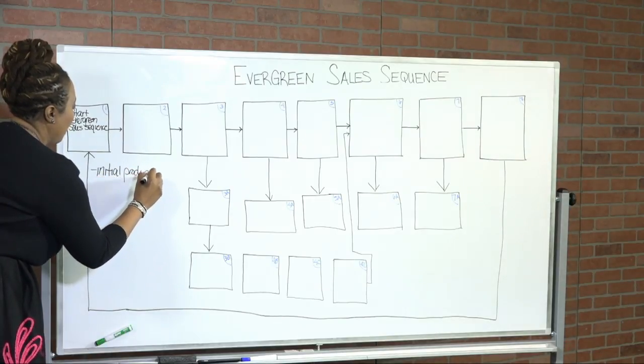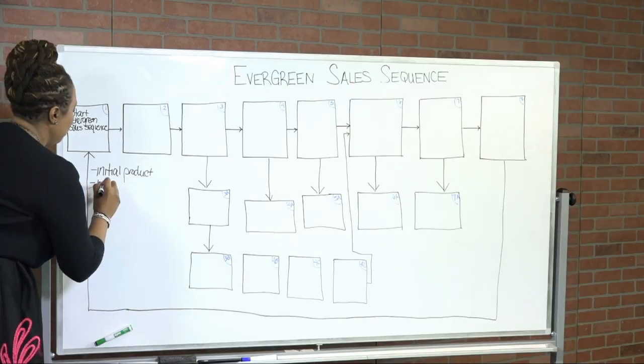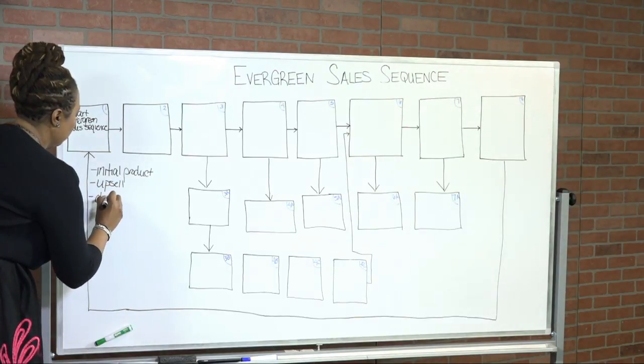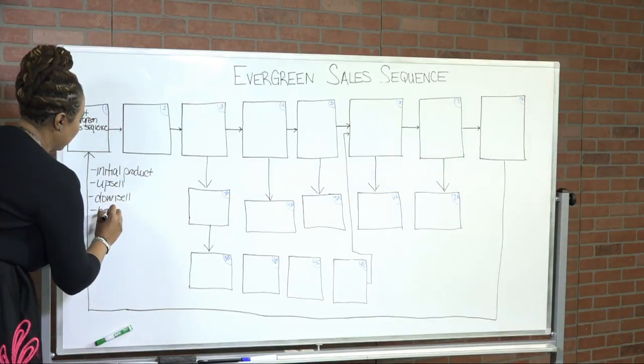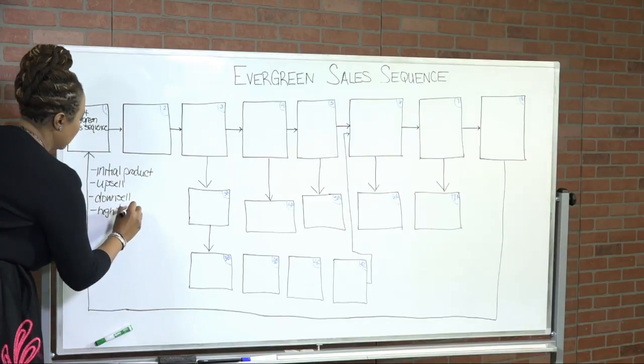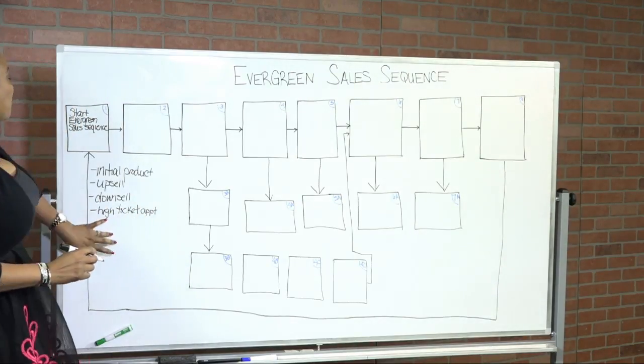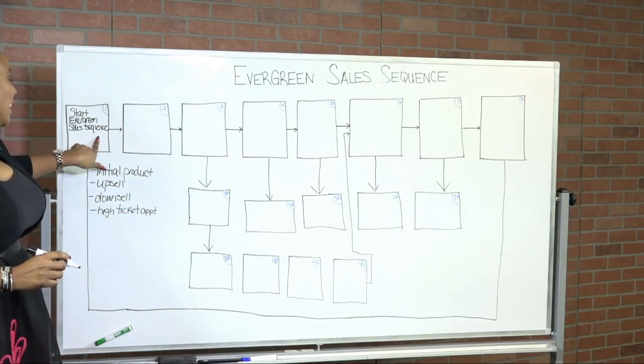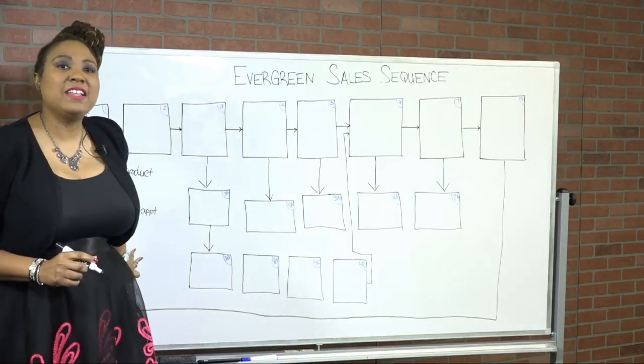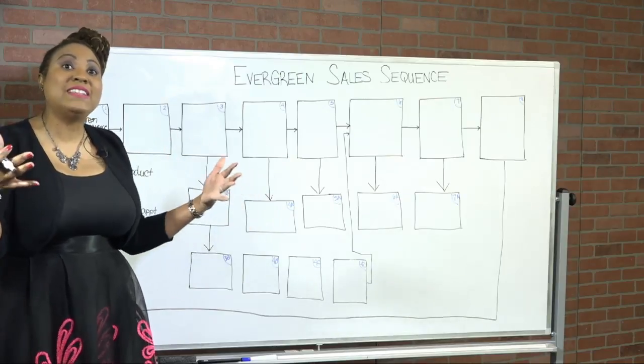What is that initial offer that you have? And then you need to know your upsell, your downsell, and your high ticket appointment. If your box is big enough, you can actually squeeze that all in here. But I want you to just find a blank spot because let's walk through this. What does that look like?